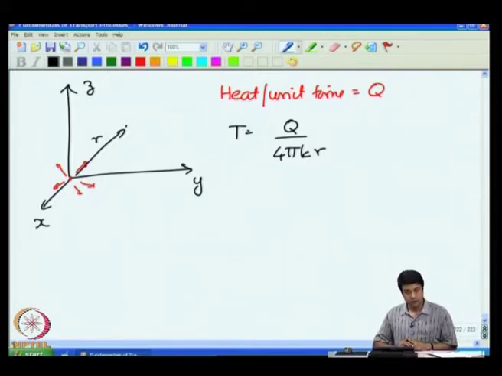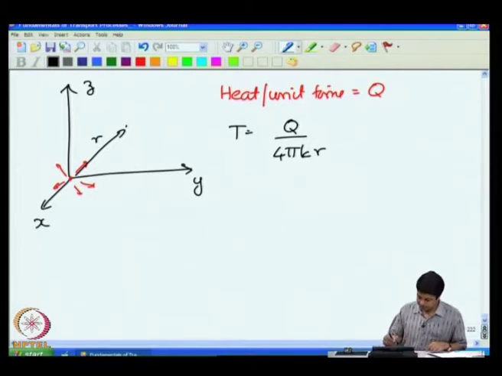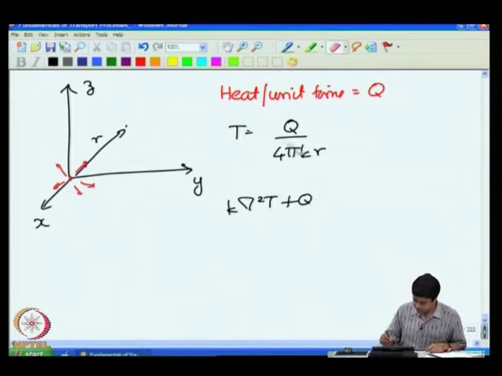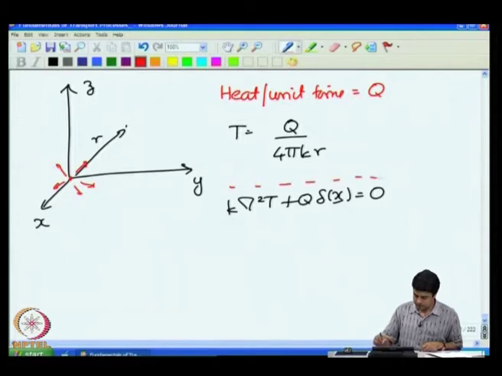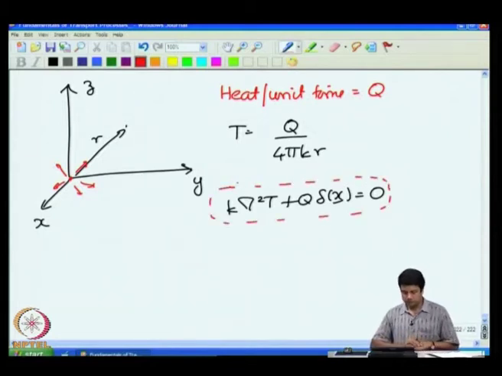Okay. Turns out that this solution is also a solution of the equation K del square T plus Q delta of x is equal to 0. How does that come about? So, first of all, if I try to solve this equation, note that K del square T plus Q times delta function is equal to 0. Delta function is non-zero only when x is equal to 0.